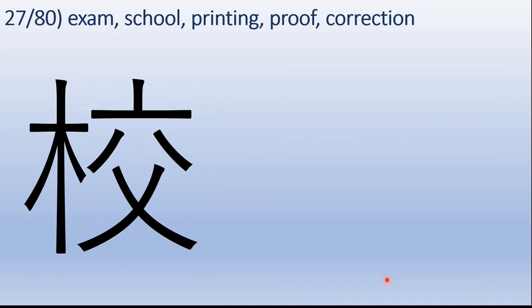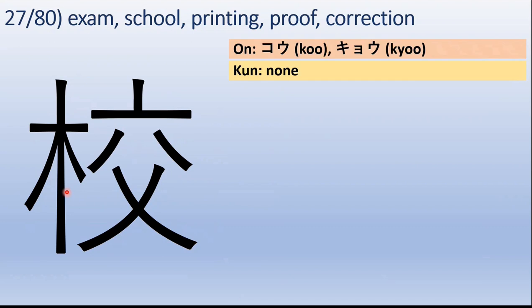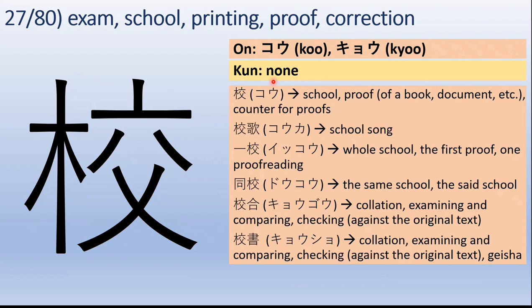The 26th kanji of this series is exam or school, printing proof, or it can even mean correction, that is, proofreading. Here again you can see the tree radical. Today we are doing all the kanji that are derived from the tree radical. This is the last in this series of kanji radicals. In On'yomi, we call it ko or kyo, and there is no kun'yomi reading for this kanji. This is purely a Chinese character for which there is no local pronunciation in Japanese.